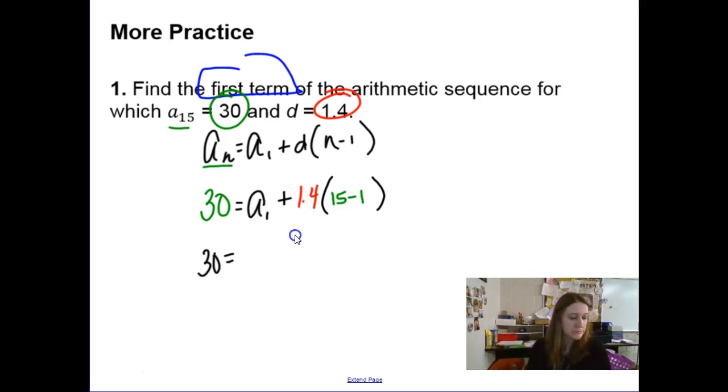So doing a little solving here, 30 equals... I don't know what that comes out to. I didn't write it down. 19.6 maybe? Yeah, that makes sense. All right, doing a little math in my head. That's always dangerous, right? So if I subtract 19.6, I get my first term to be 10.4. So that is a great way to find the first term.